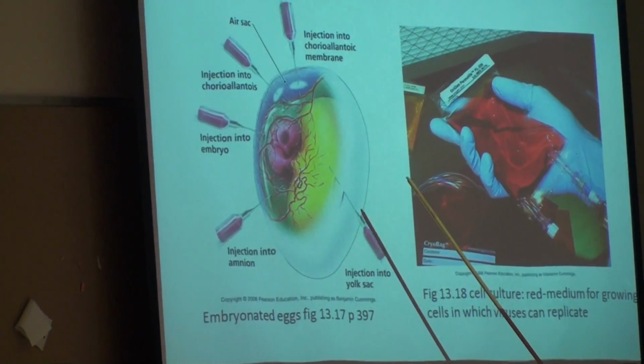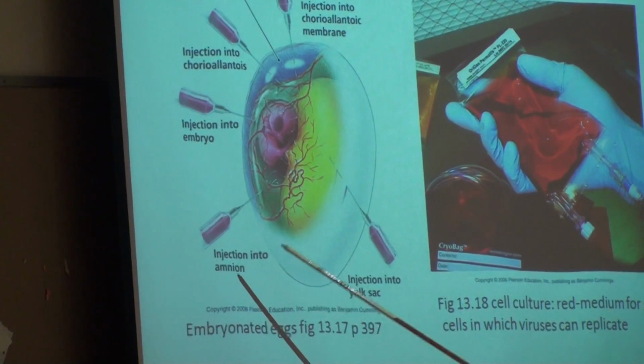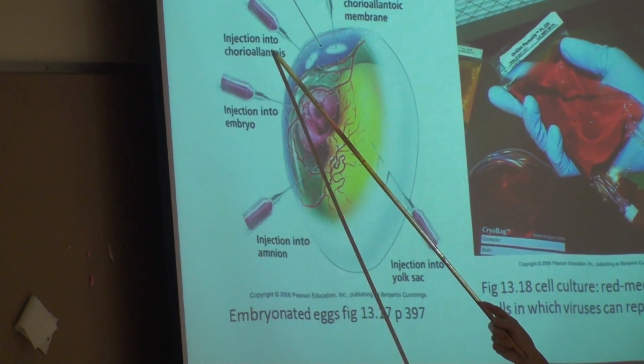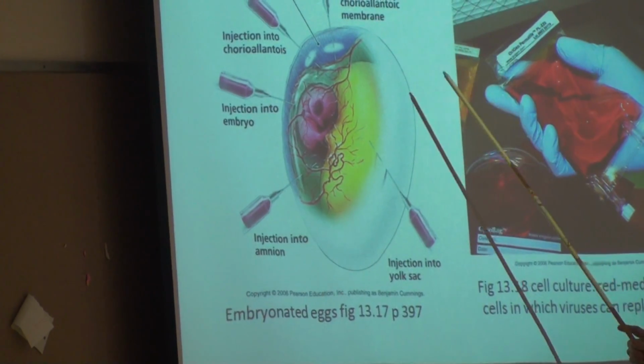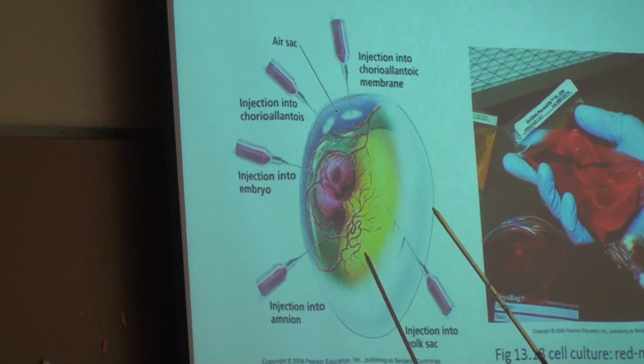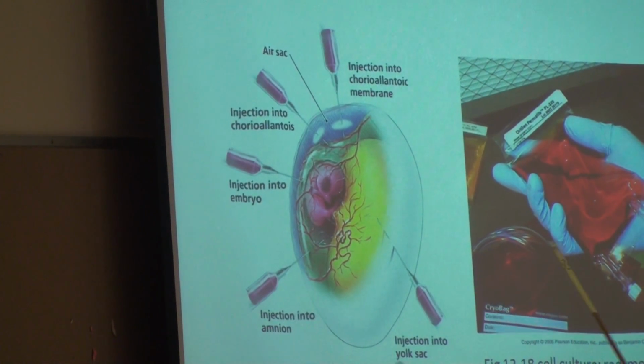Some viruses will only grow in the amnion. Other viruses will only grow on the chorioallantoic membrane. So again, a lot of expertise. Not everybody was good at infecting these eggs. And again, not all viruses would grow in embryonated eggs.